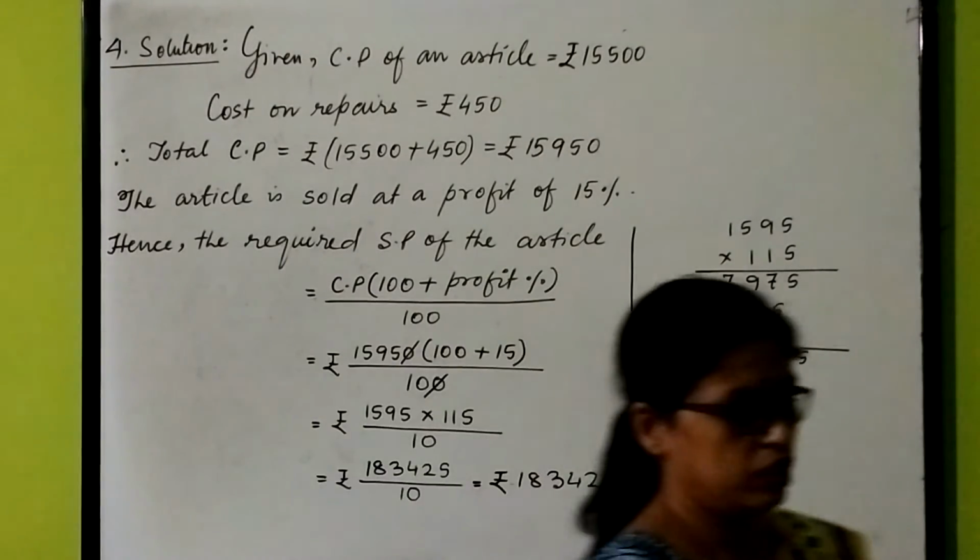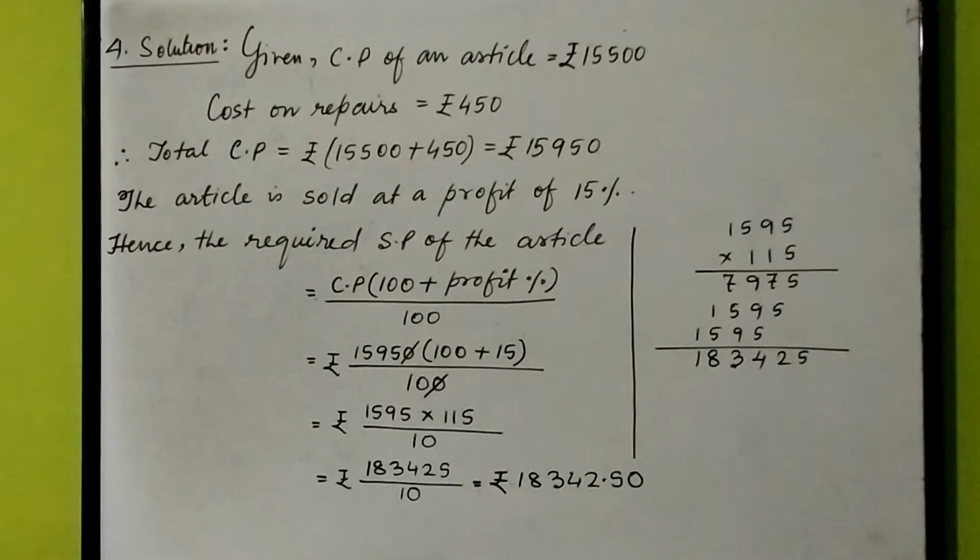So what was given? The cost price of the article was given to you, and the cost on repairs and transportation cost were given to you. Remember, these are overhead charges, and they are always added to the cost price to get the total cost price. In the calculation, whenever cost price is there, we have to mention the total CP, not the actual CP. So this is all about your question number 4. Let me go to the next question.